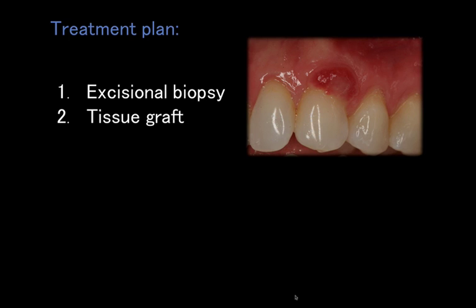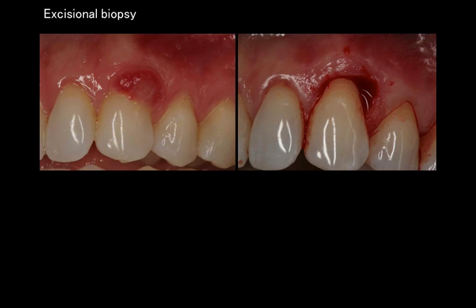And there was really no downside because if we needed to go back and graft in the future, we always have this option. So the treatment plan is to perform the biopsy and graft tissue. So the first part of the procedure was relatively simple. I performed an excisional biopsy. I carefully used the number 15 blade around the lesion, resected it, put it in a container with formalin, and sent it to the pathologist.